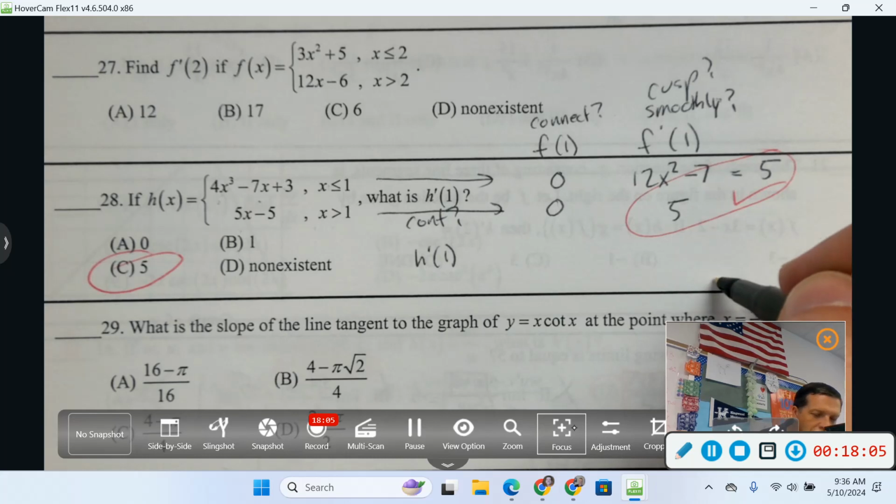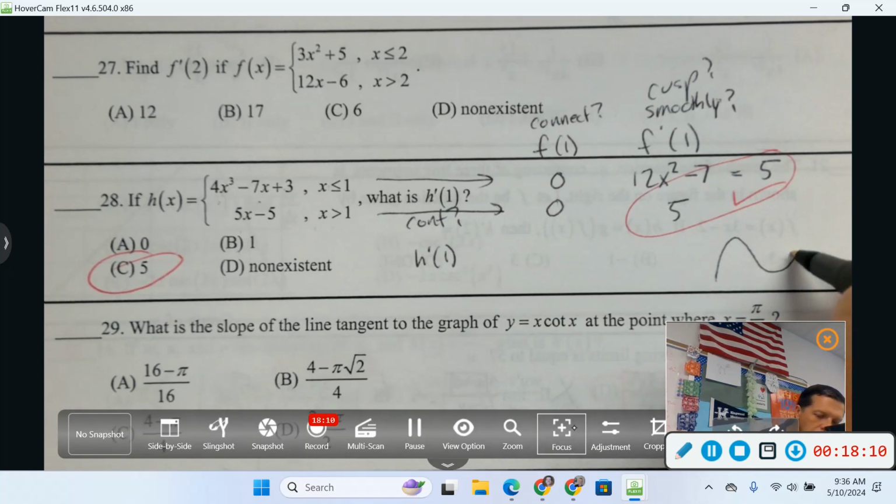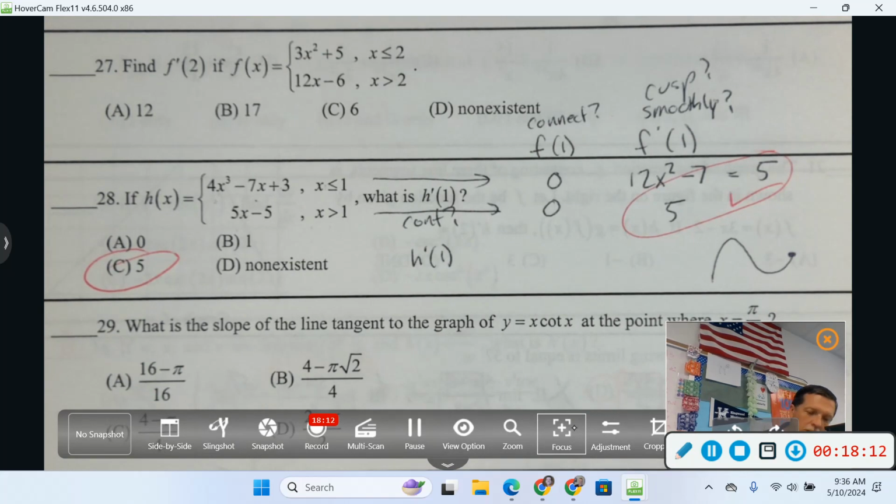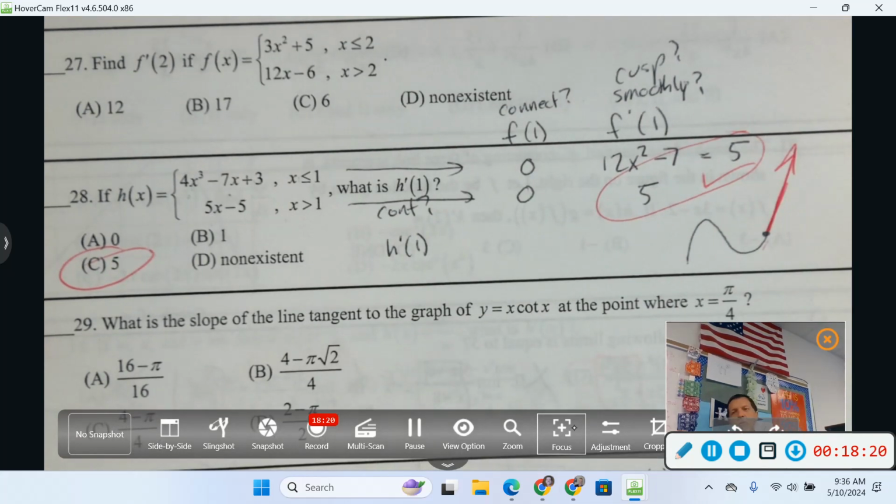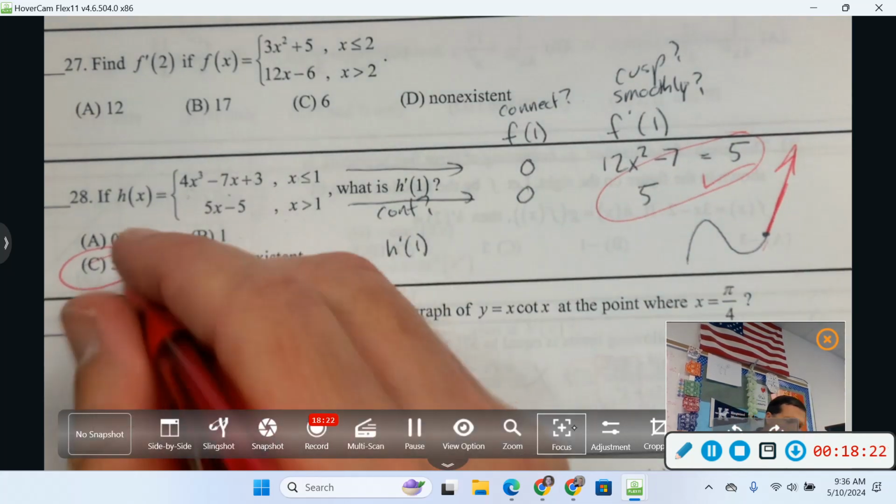So I would not hazard a guess of what this thing looks like. But basically what's happening is you've got a cubic left of 1, and then at 1, it not only does it connect, but it connects with matching slopes. So it's a smooth transition. You do have a derivative.